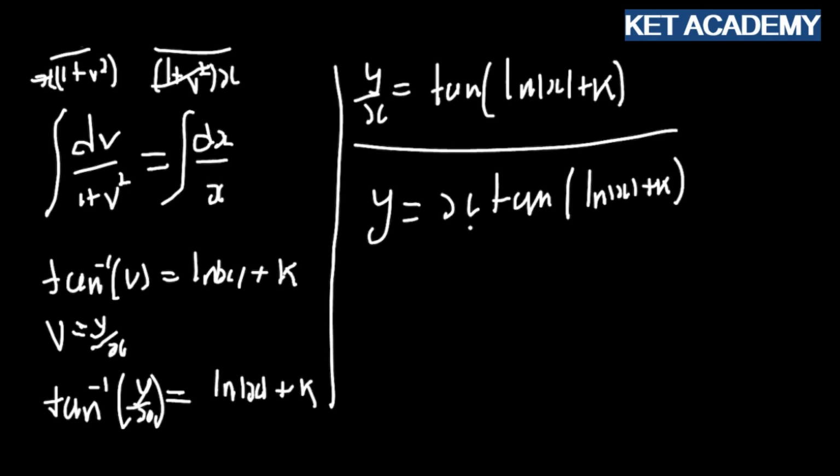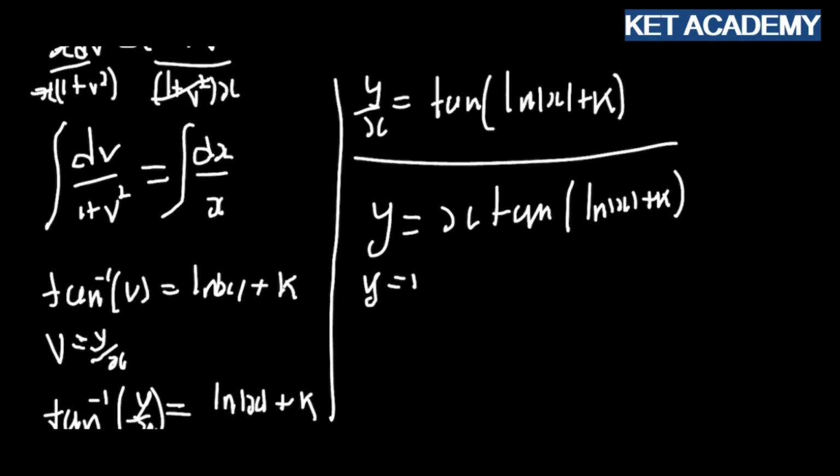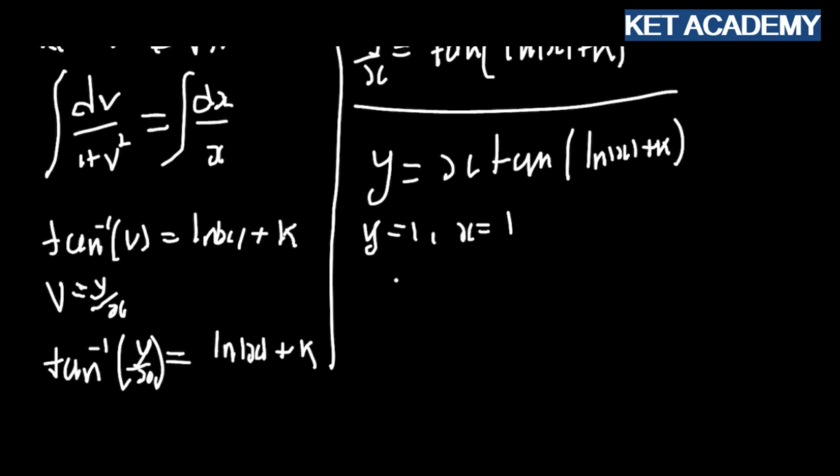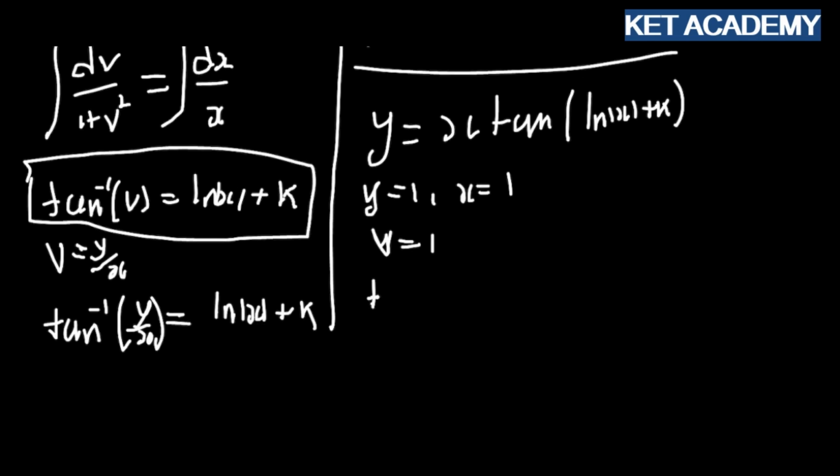Now let's look at something. We were given the condition that y is 1 when x is 1. So from here we know that our v will simply be 1. So even from here we can get the value of k, so that tan inverse of 1 is equal to the ln of 1 plus k. We know that tan inverse of 1 is 45 degrees, which is pi on 4, so our k is pi on 4. So this is our value of k.